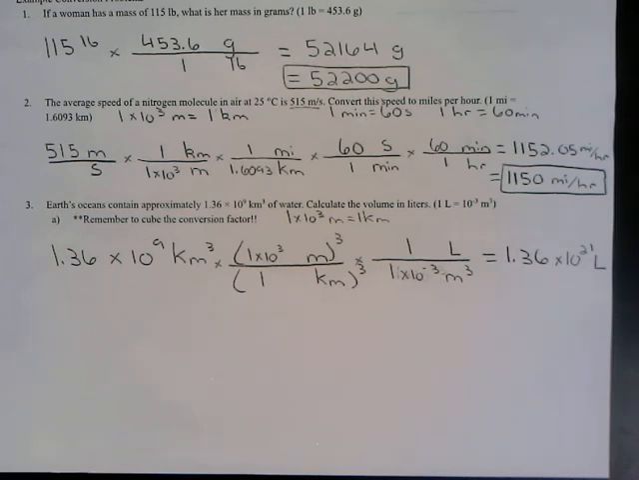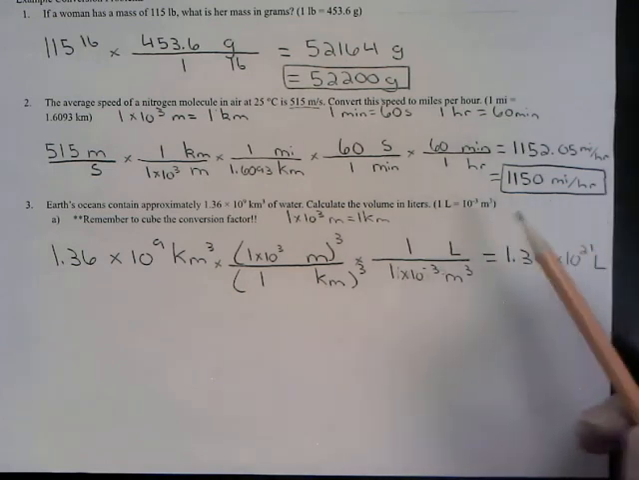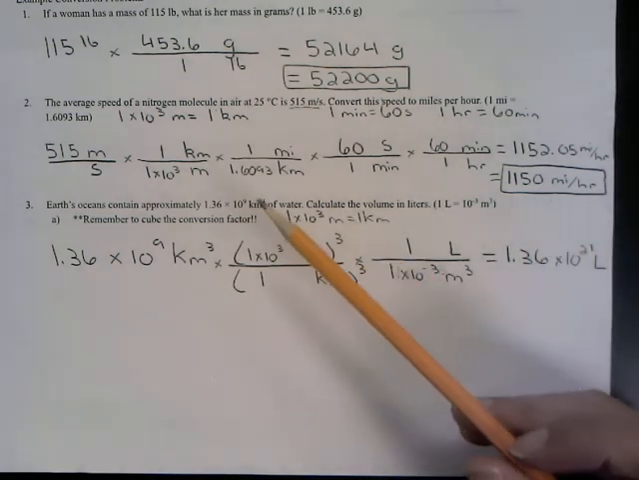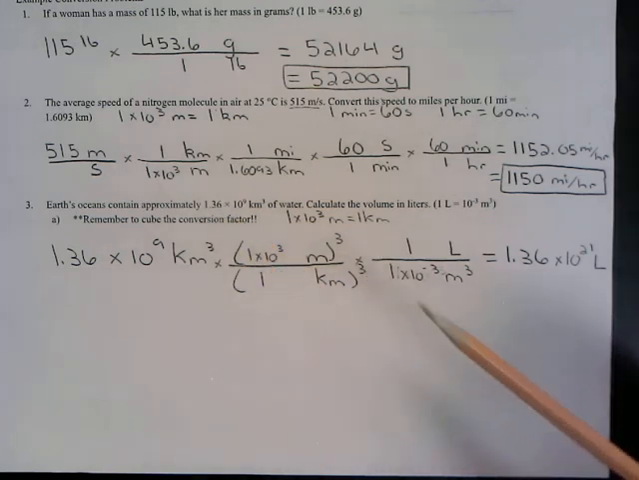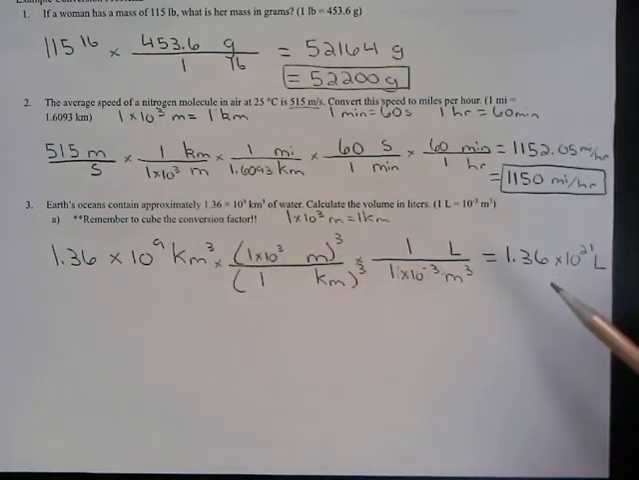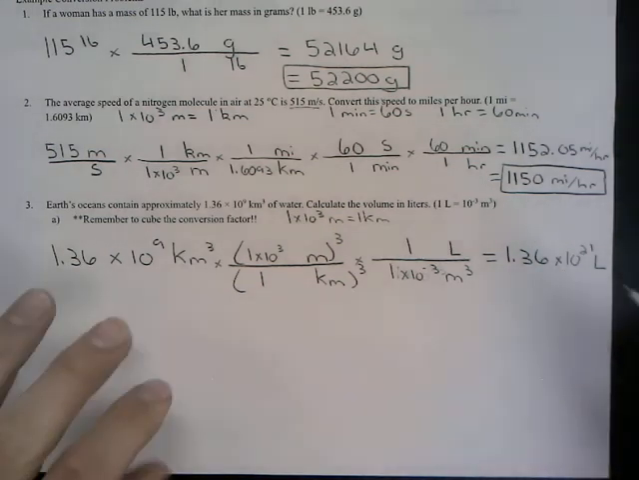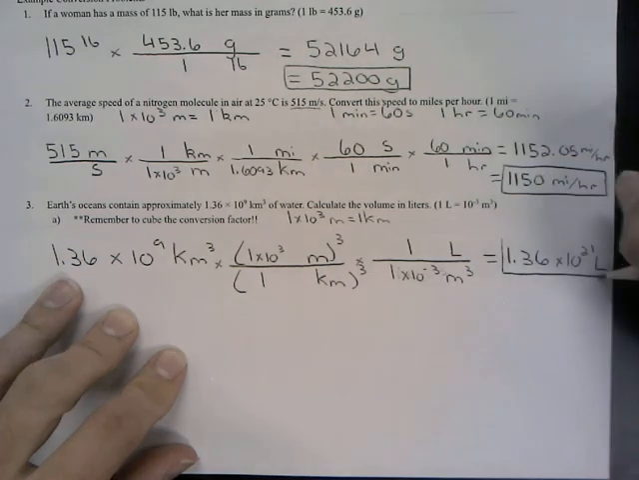And I have to double check to make sure my significant digits line up. Again, the only number that wasn't a conversion factor is this 1.36. That has 3 significant digits. That means my answer needs to have 3 significant digits. So how we wrote it is correct because that has 3 significant digits.